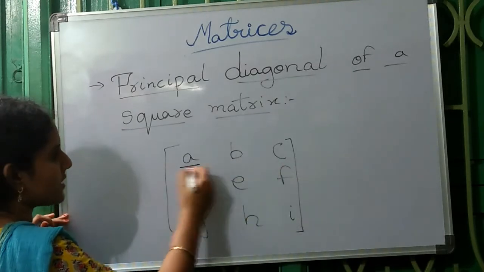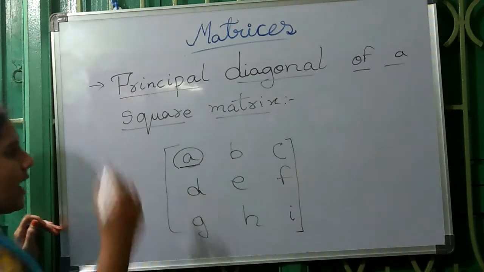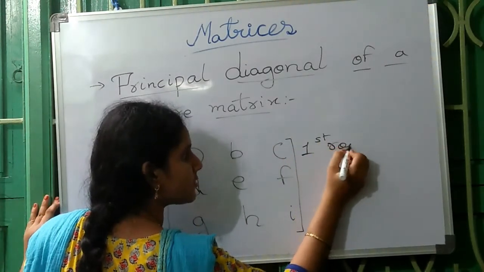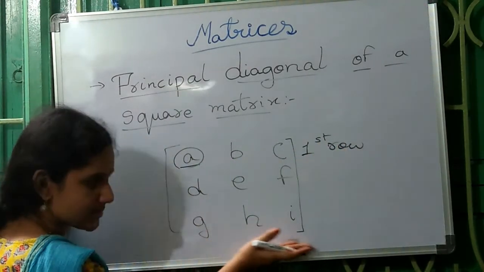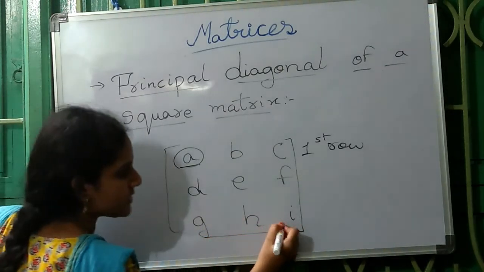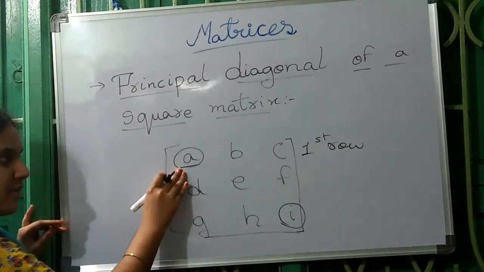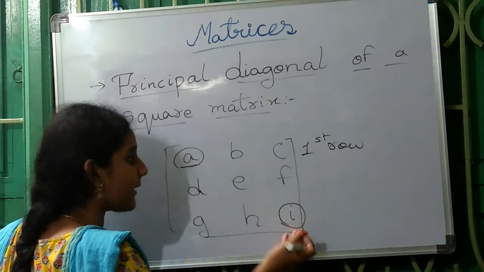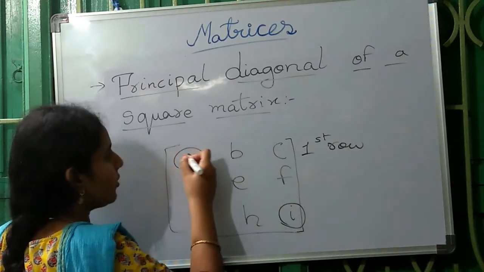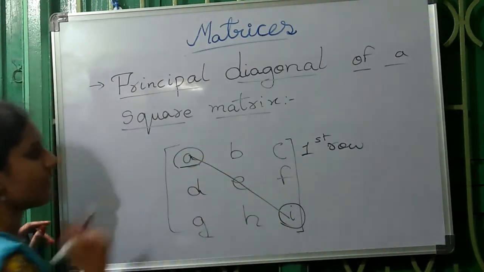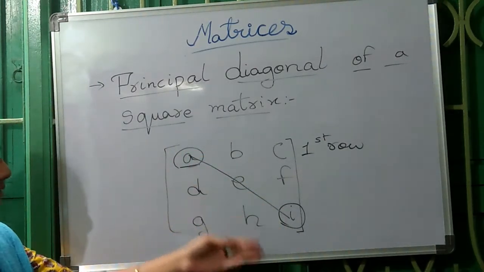First element of the first row is this one, and this is the first row. In this, the last row is this one. The last element of the last row is this. First element of the first row is a, and the last element of the last row is i. If we join these both, we get the principal diagonal of a square matrix.